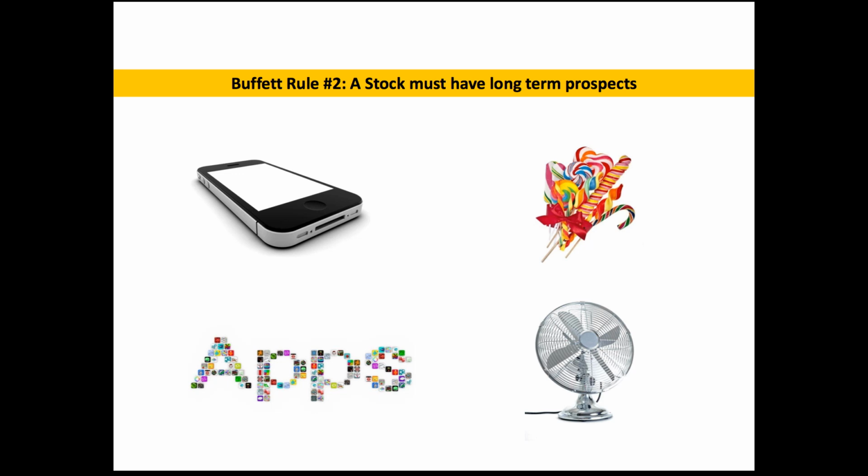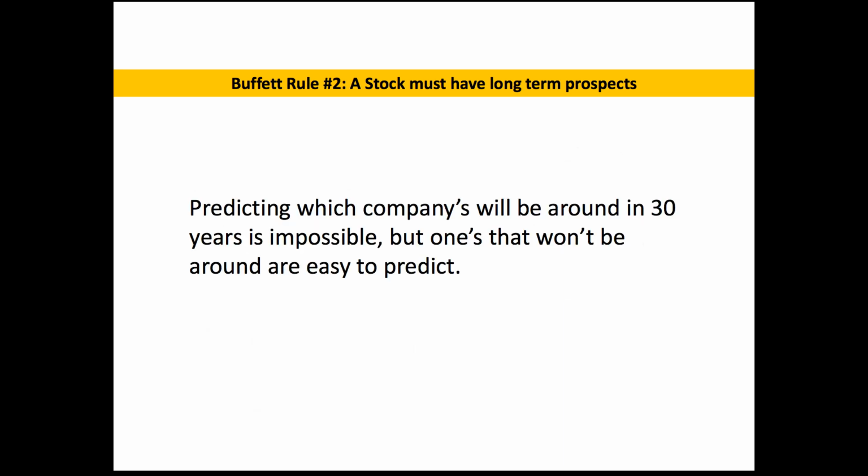So when you look at investing, Apple's an unbelievable company. I'm recording this video right now on an Apple computer. I love their product, but I would probably have a very difficult time buying their stock simply because I have no idea if that company is still going to be the #1 selling computer manufacturer in 30 years from now. So when we talk about long-term prospects, this is what we're really talking about. And this is the assessment that you have to do regardless of how much you might like a product or like a company. So predicting which companies will be around in 30 years is impossible. But ones that won't be around is a little bit easier to predict.